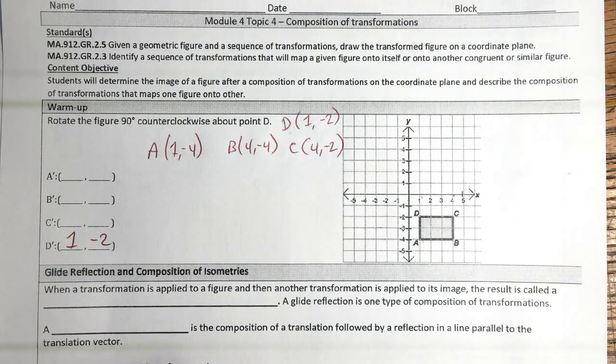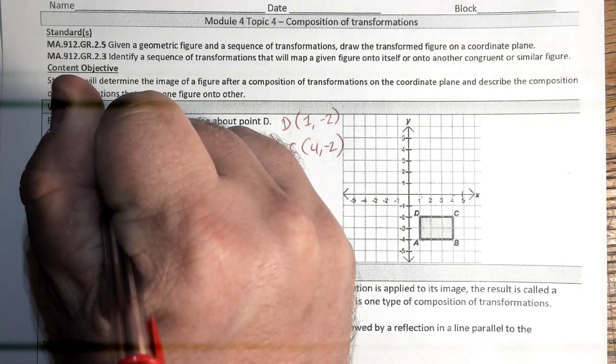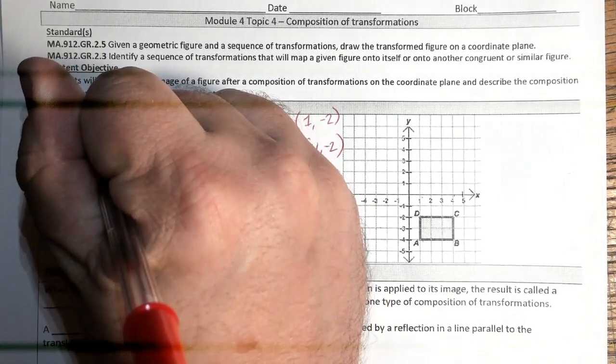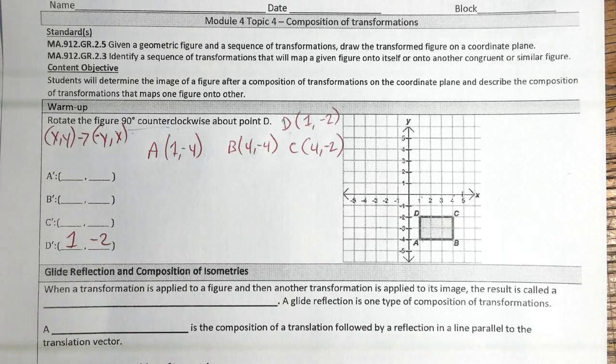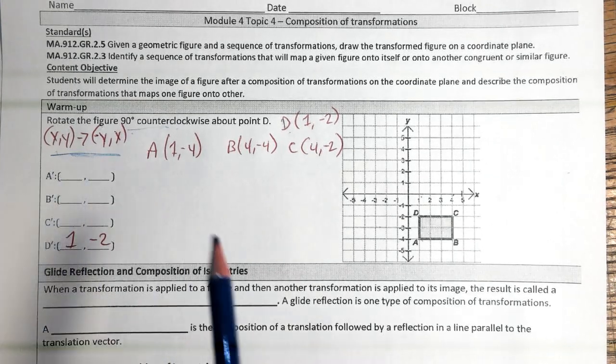So to rotate a point counterclockwise 90 degrees, it's (x, y) goes to... well, hold on, let me double check. I'm not in the classroom, so I can't look at our anchor chart. Give me just a moment, my little cheat sheet off my phone. All right, so (-y, x). But first, because we're rotating about point D instead of the origin, we're going to have to subtract out point D, do our coordinate rule, and then add it back in.